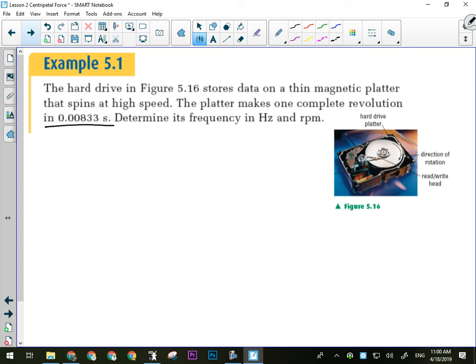It's the time for one rotation. What do we call that? Period. So this number is the period because it says it makes one complete revolution in this many seconds. So the period of the hard drive's rotation is 0.00833 seconds. They want us to determine the frequency in hertz and RPMs. What does RPM stand for? Revolutions per minute. All right, this is already in seconds, and I know that f is 1 over T.